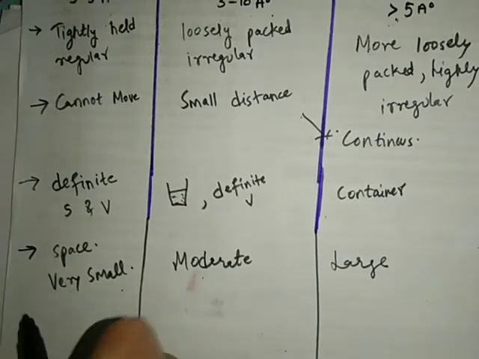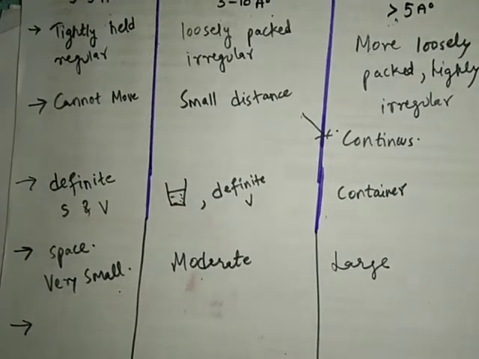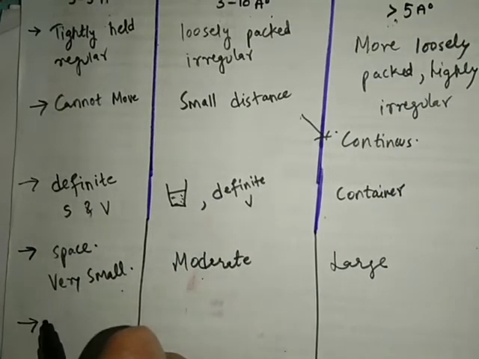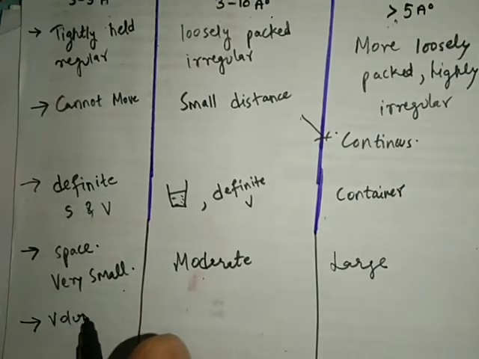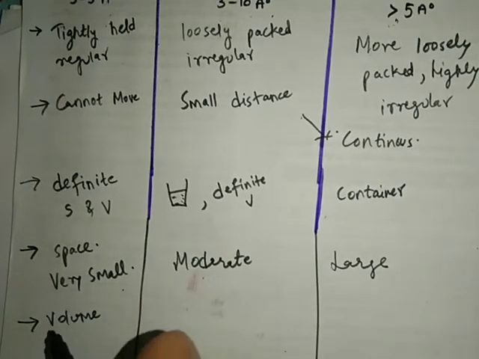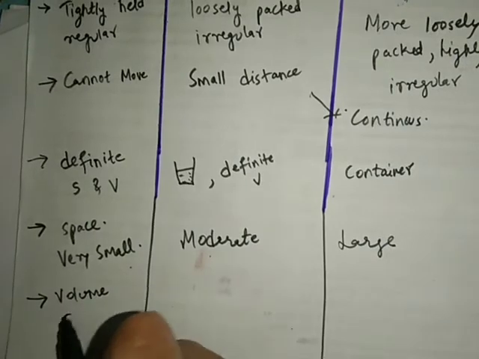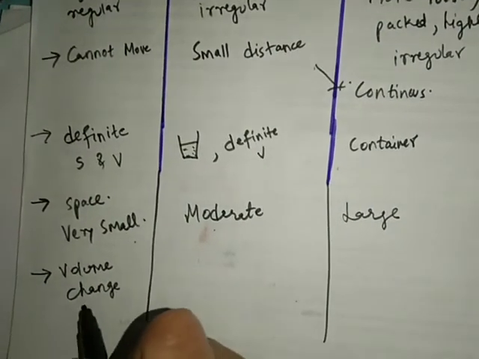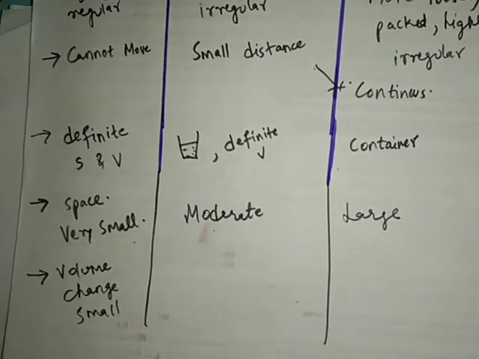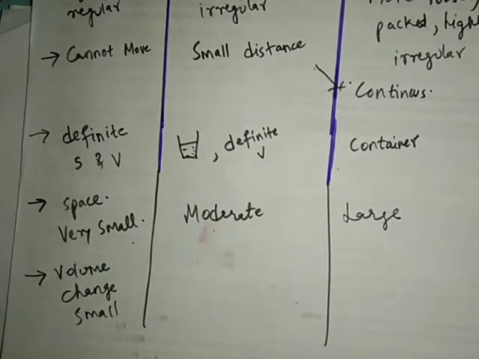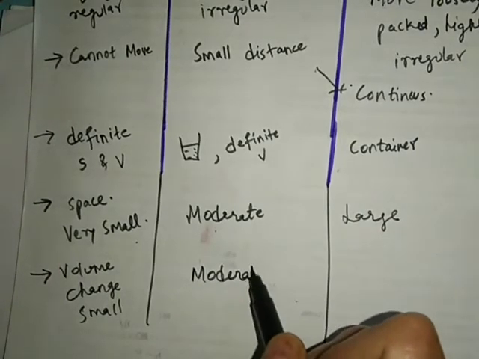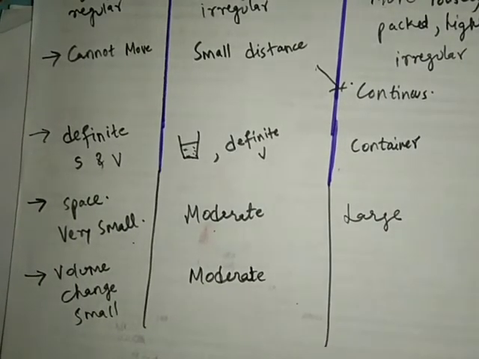Now if we increase the temperature, what will be the effect on solids? There will be a small change in the volume. Okay, the volume of a solid may change, but this is a small change in volume. If you heat a solid, the volume will change, but the change is very small, meaning either it can expand or it can contract. And there is a moderate change in case of liquids when you heat them.